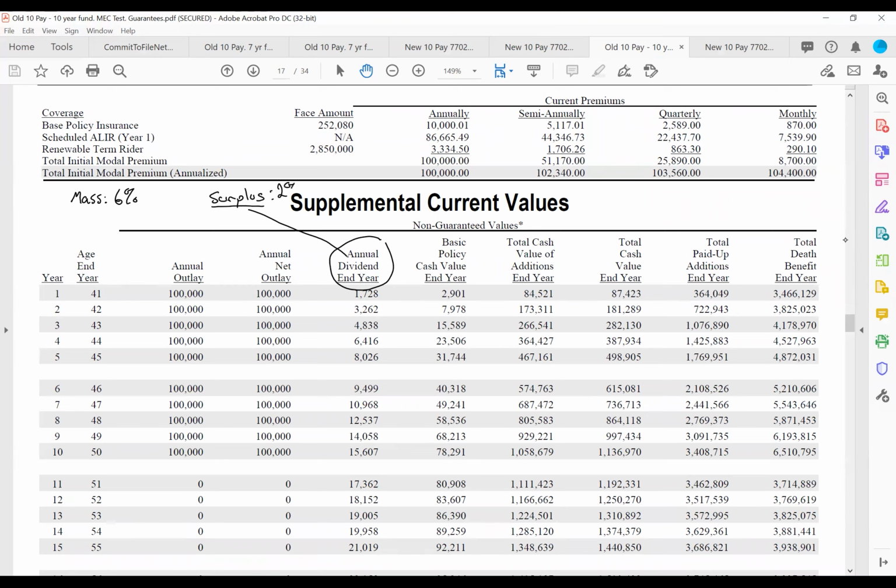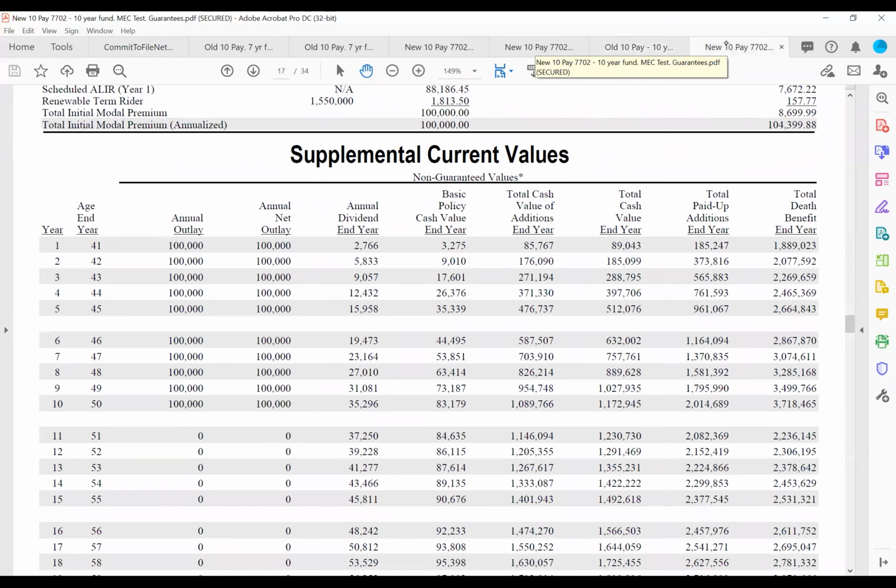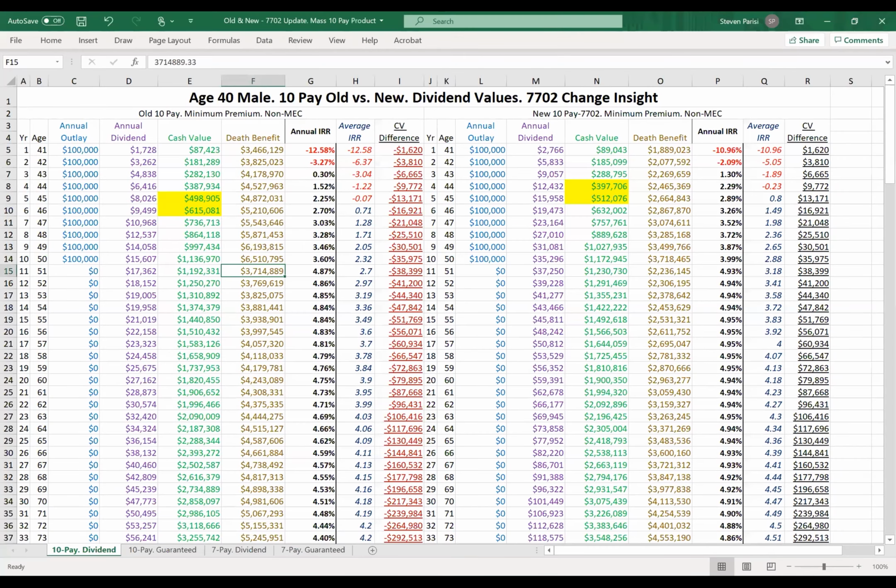In this case, 2%, because we've got the old product with a guarantee of 4%, compared to the new one. If I've got the same dividend rate of 6%, what does that dividend column represent? Guarantee of 2%. So a surplus of 4%.